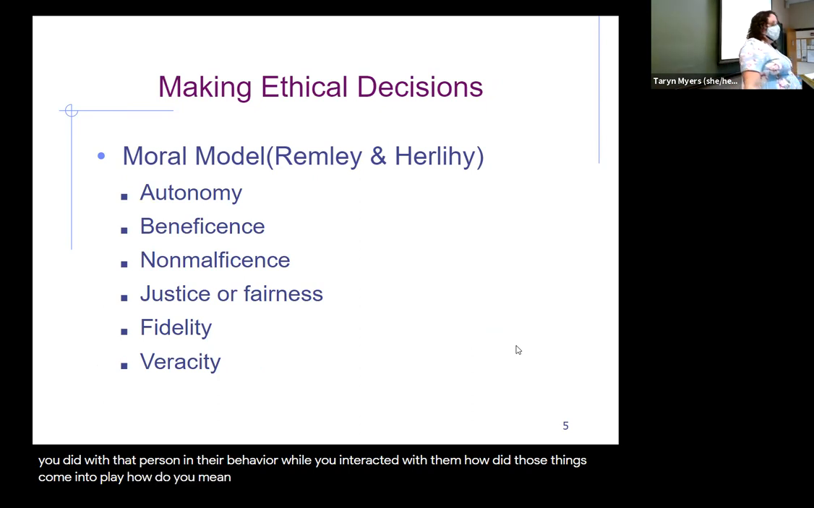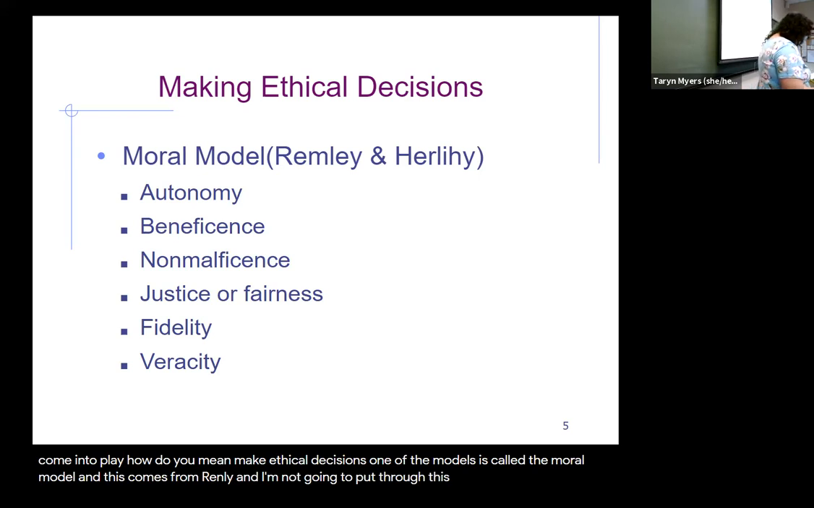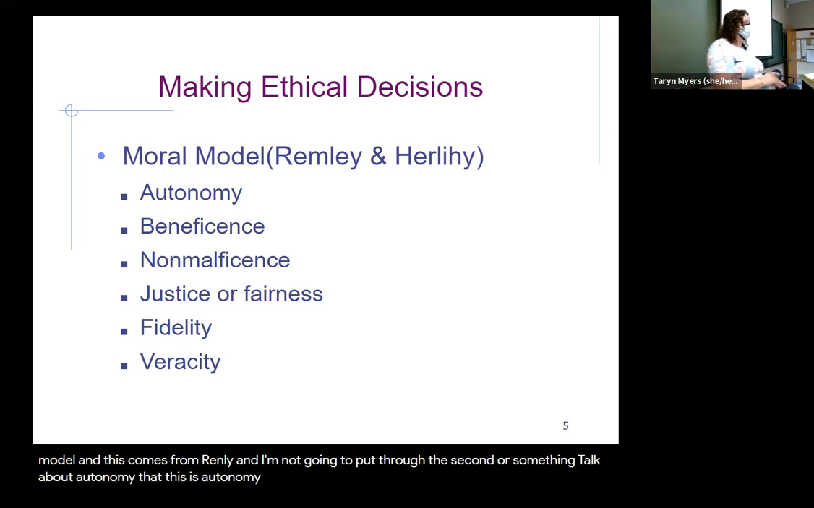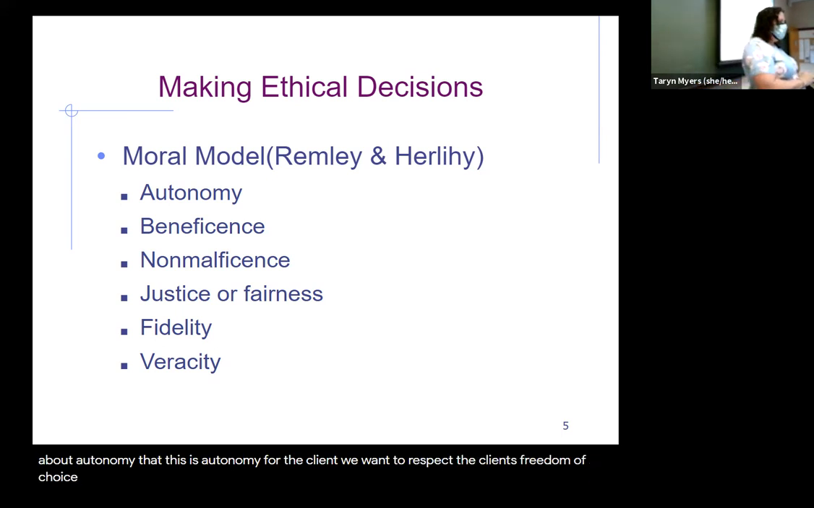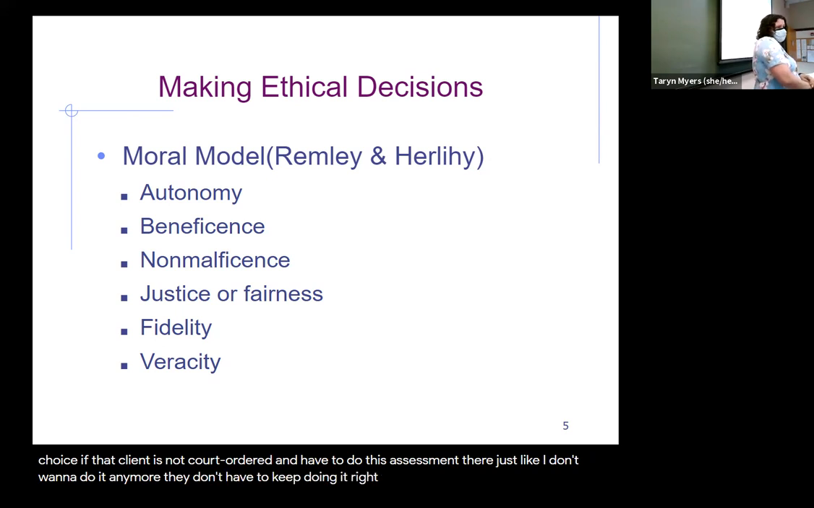So how do we make ethical decisions? One of the models is called the moral model. And this comes from Remley, and I'm not going to butcher the second person's name. And they talk about autonomy, that this is autonomy for the client. We want to respect the client's freedom of choice. If that client is not court ordered and halfway through the assessment, they're just like, I don't want to do it anymore, they don't have to keep doing it, right? You know, they don't want the information anymore, fine.